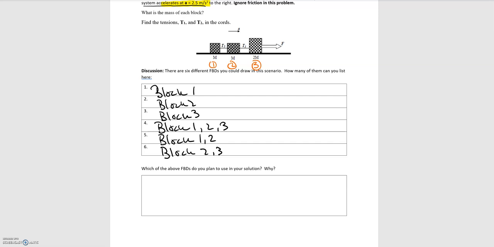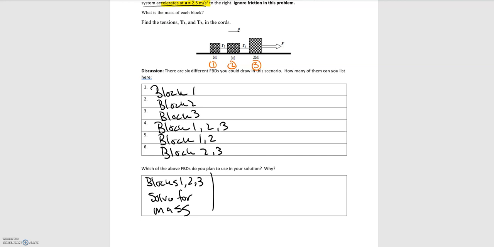So all we care about is that there's an external force being applied and all of these blocks are grouped together. So that will be our first free body diagram, because what that will allow us to do, we have a force and we have an acceleration. We can solve for the mass. So a free body diagram for blocks 1, 2, and 3 combined. And so that gives us the ability to solve for mass.